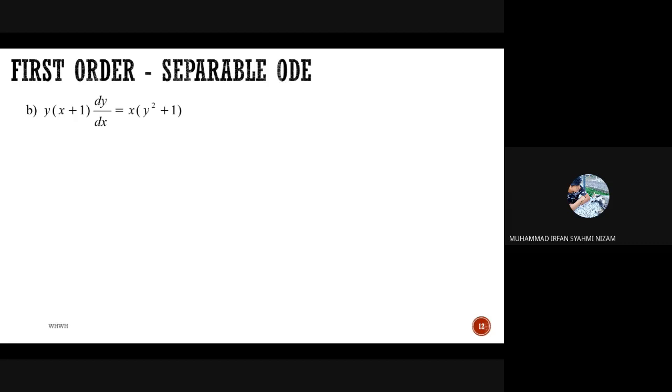Yes, the separable method, where you separate y with dy and x with dx, then integrate both sides. When you solve both integrations, you are able to solve for y equals to something in terms of x. And the second method is the integrating factor, where you find e to the power of the integration of P(x) dx.